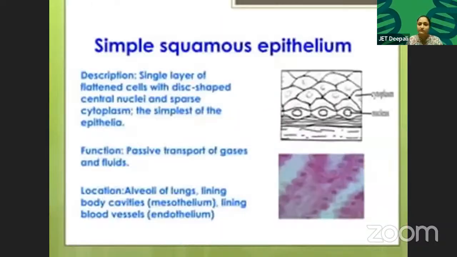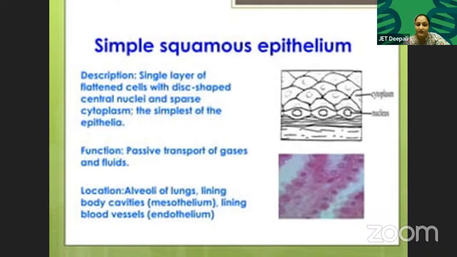Next, simple squamous epithelium. What is the description of simple squamous epithelium? A single layer of flattened cells with disc-shaped central nuclei and sparse cytoplasm, the simplest of the epithelia. See here, flattened cells with disc-shaped nuclei. Here is the nucleus, a disc-shaped nucleus, and sparse cytoplasm. Sparse cytoplasm means the cytoplasm is less in amount.